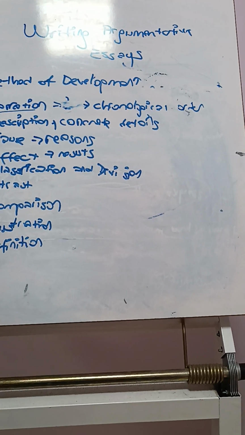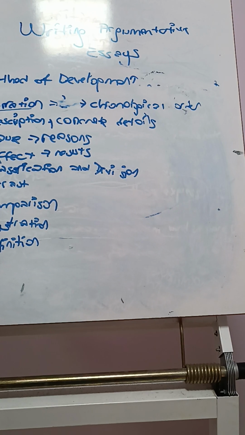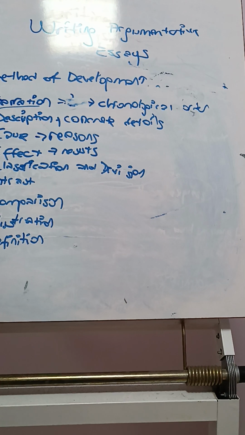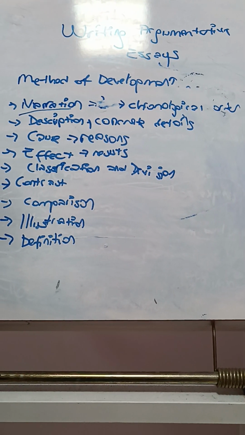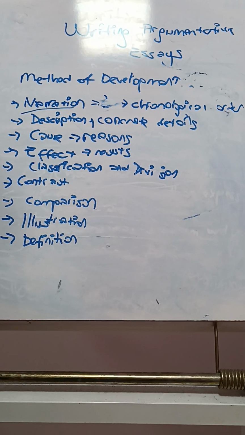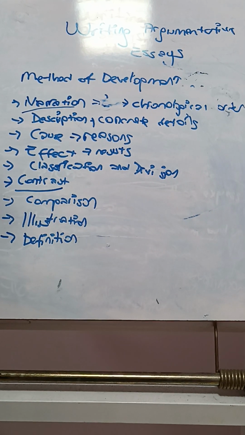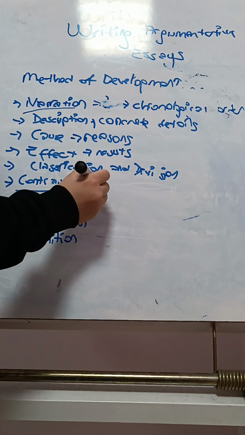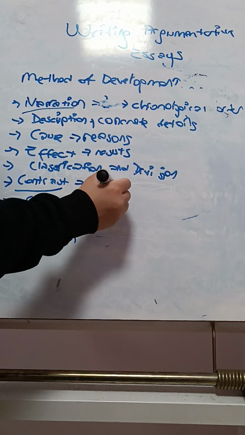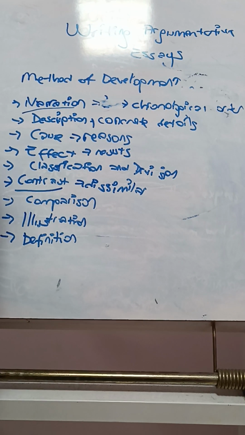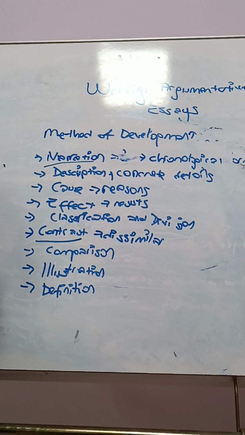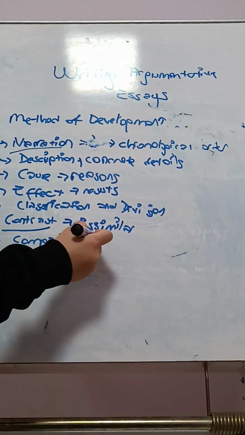Classification and division. When we classify, we take a large group and break it down into the smaller and more manageable groups. Contrast. When we contrast two things, we show them dissimilar in important ways. Comparison. When we compare two things, we discuss similarities between them.